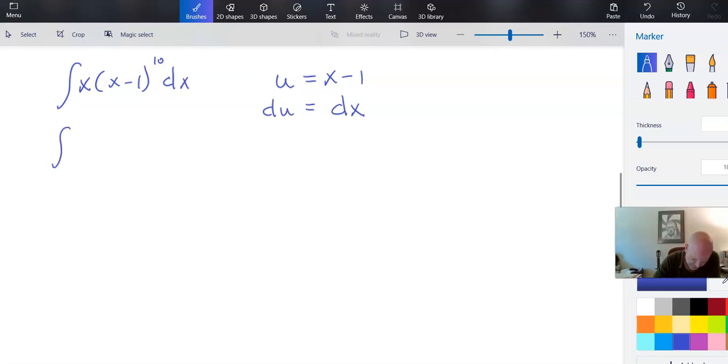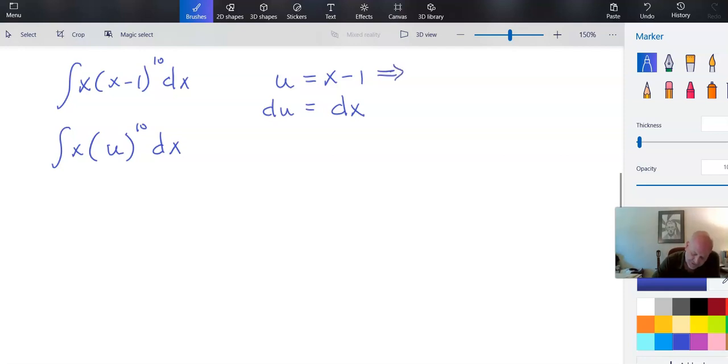So I can swap this out, but I have a little problem here. I still have an x in there. So what's nice, especially when it's basically linear, basically the equation of a line, is that you can solve for the other variable.